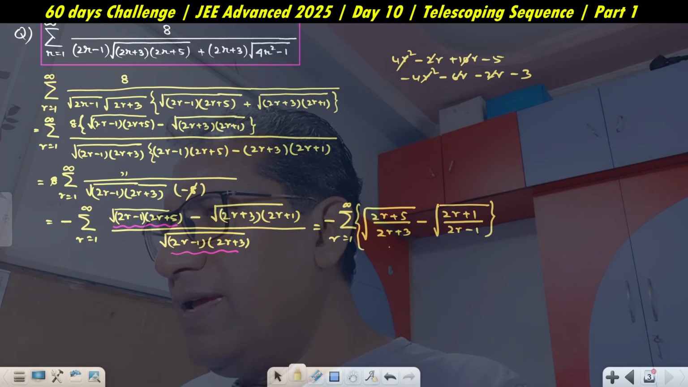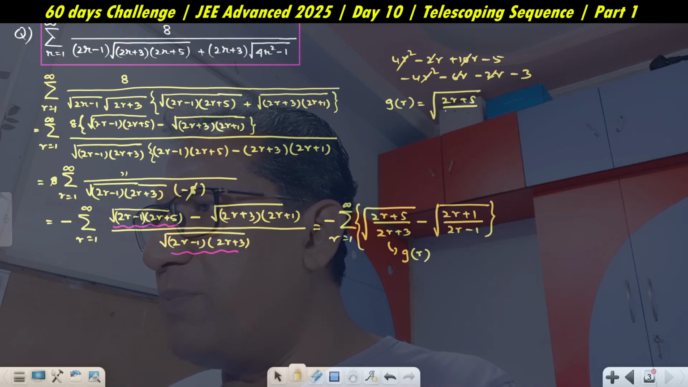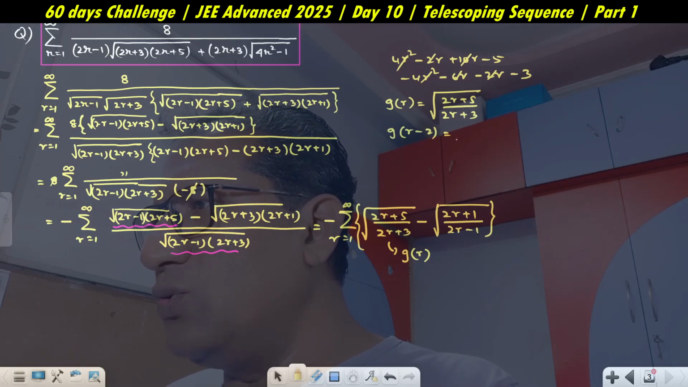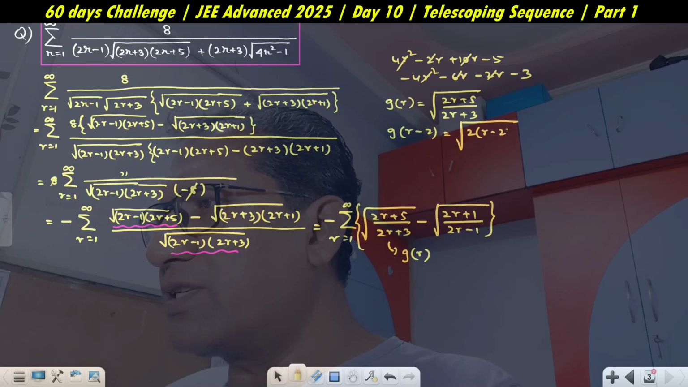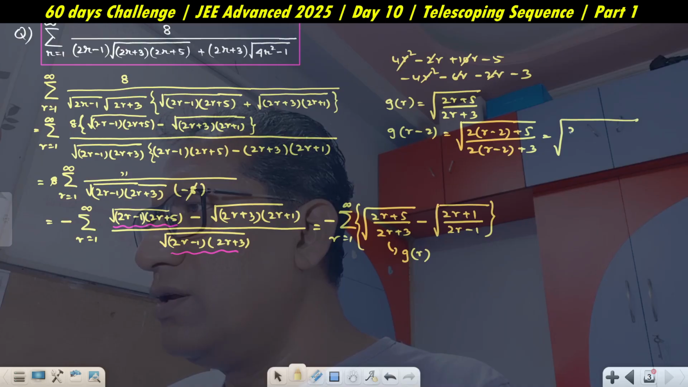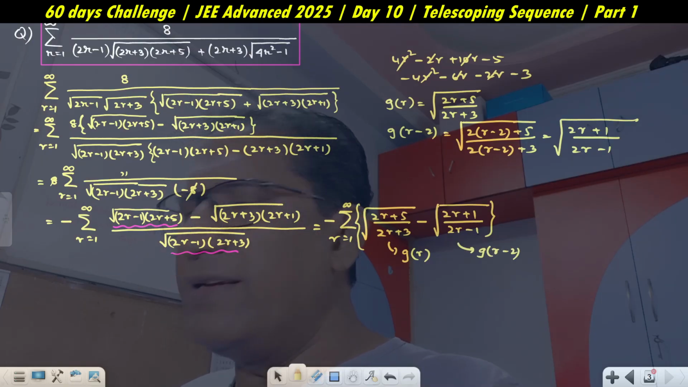Now we can easily see this thing. If I denote this thing by my g of r, that is, your g of r is root over of 2r plus 5 by 2r plus 3. So what will be your g of r minus 2? It will be 2 times r minus 2 plus 5 divided by 2 times r minus 2 plus 3. So that gives us under root 2r plus 1 divided by 2r minus 1. So this is basically your g of r minus 2, right?